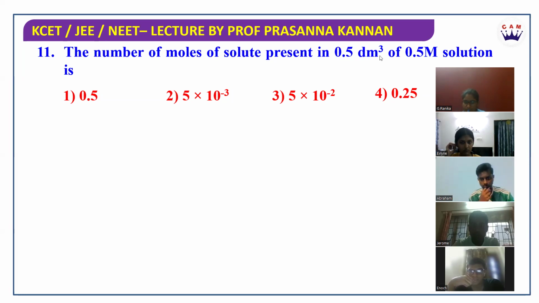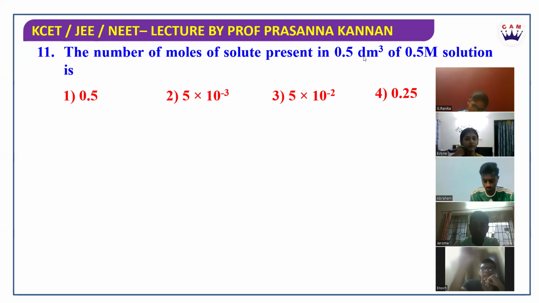Decimeter cube means what? Into 1000, sir. Nothing. Decimeter cube is equal to liter. Clear? Yes, sir. So 0.5 decimeter cube will be how many liters? 0.5 decimeter cube is 0.5 liter.